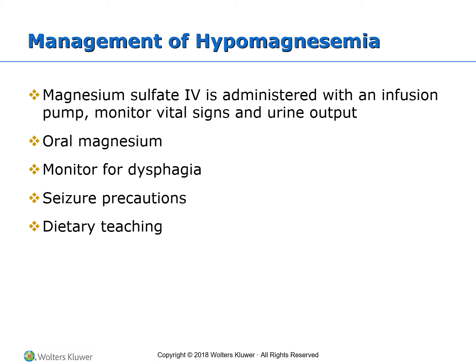If you have low magnesium, then they'll give magnesium sulfate. Monitor vital signs because you don't want to bump that magnesium up too high. Monitor urine output. You can encourage them to have a diet higher in magnesium, and that would include green leafy vegetables, nuts, seeds, legumes, whole grains, seafood, peanut butter, and cocoa. You want to make sure you maintain seizure precautions because it does affect the neural pathways, and if it suppresses them, you can have seizures.